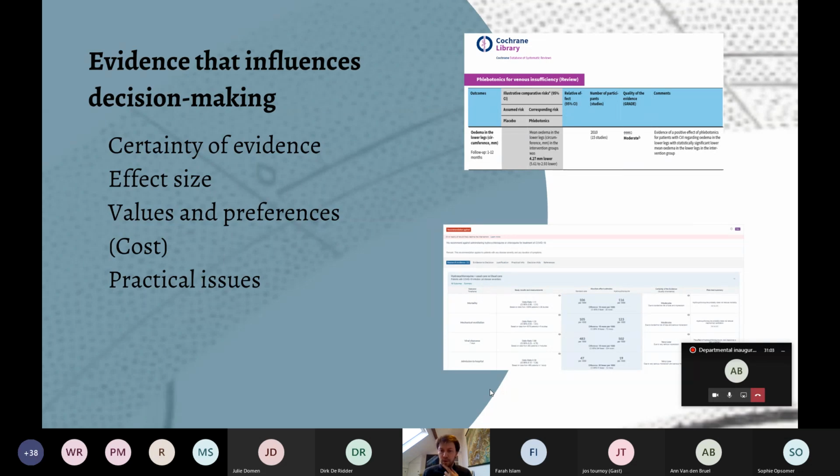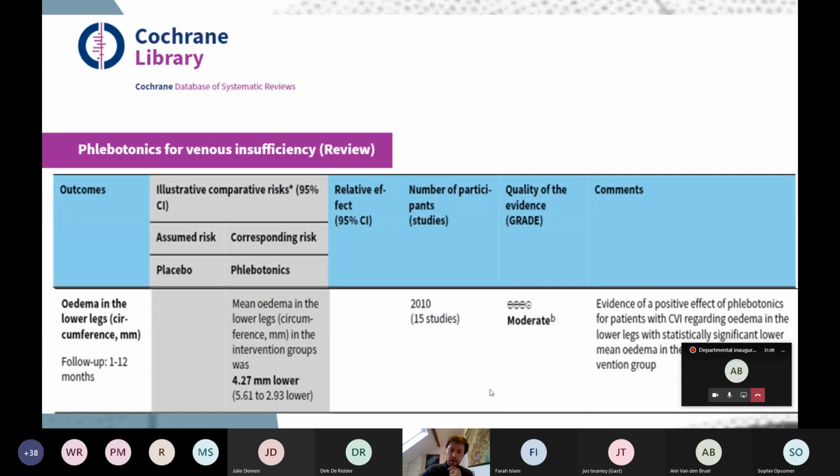Let's continue with the case of the chronic venous disease. This is a Cochrane review which included the study and illustrates clearly what I mean with certainty of evidence and effect size. We need to be able to tell physicians how certain are we of the effects that we found in these research articles?